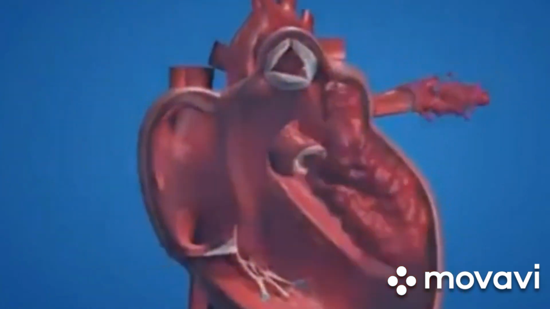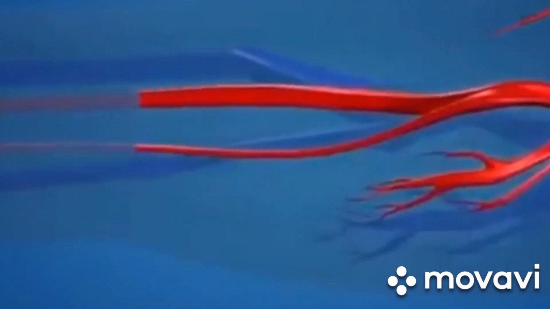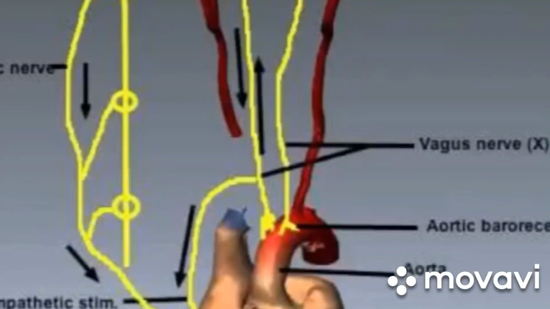Now, what controls this heart? Interesting, no? The beating of the heart is controlled by impulses. Under normal circumstances, these impulses are generated by the heart's pacemaker.